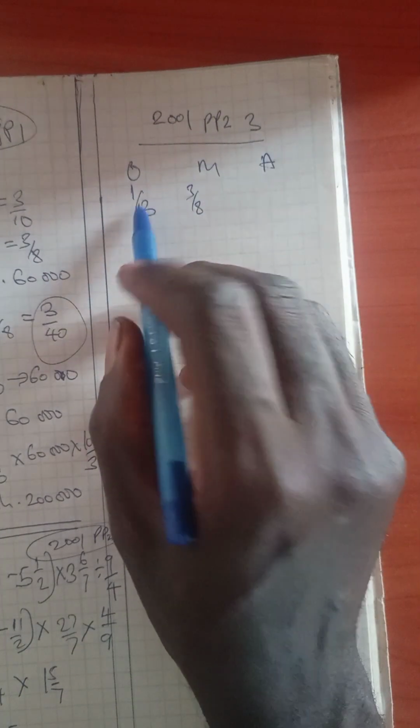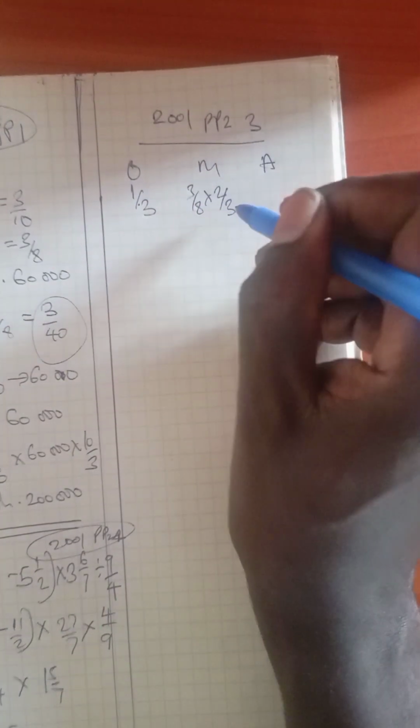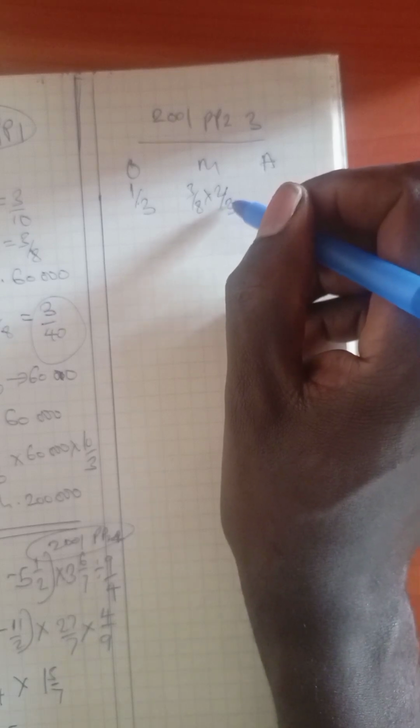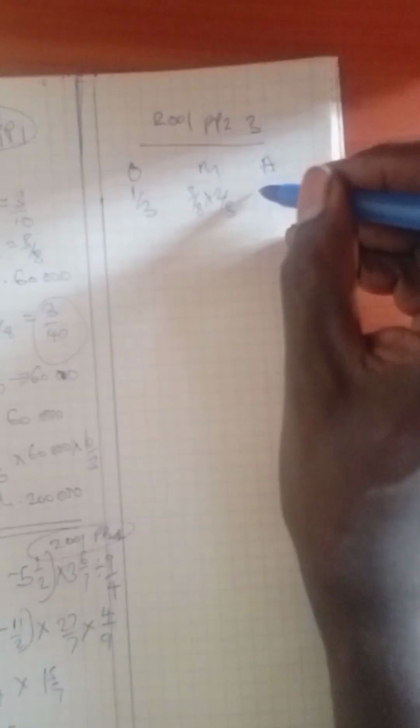If you have a third, it means the remaining is 2/3. So 3/8 of 2/3. Now we are told Amina contributed the rest of the money, which will mean we have to take 1 minus a third minus what we get here, 3 over 8 times 2 over 3. If you simplify, you should be able to get that he contributed 1 over 12 of the amount.